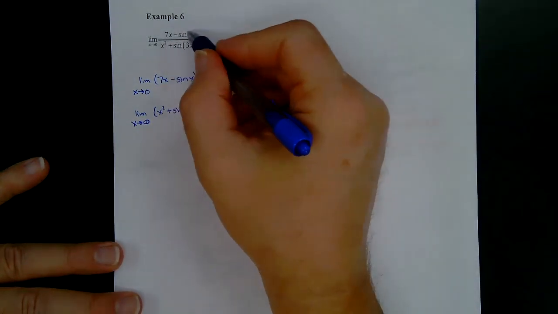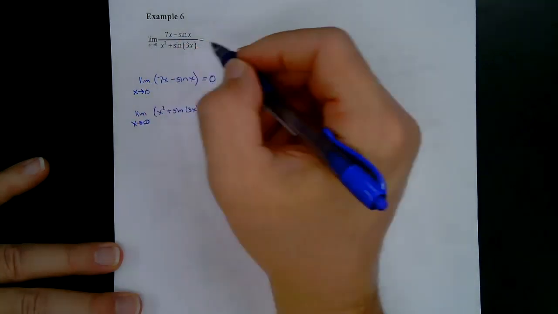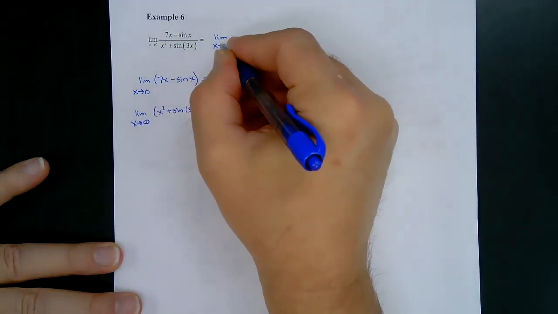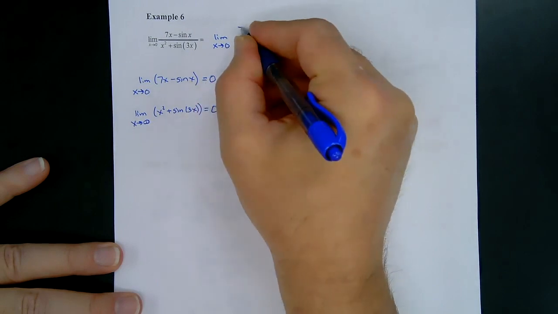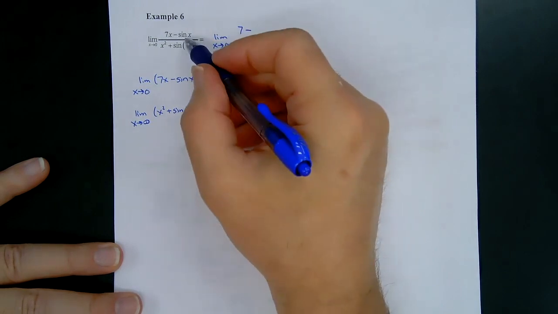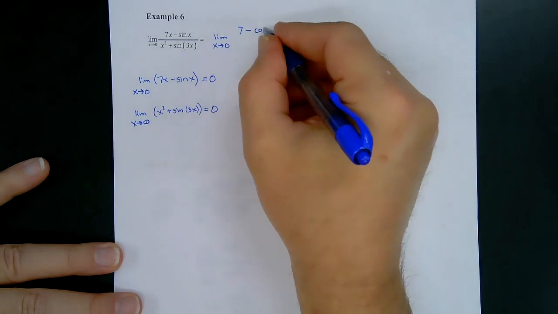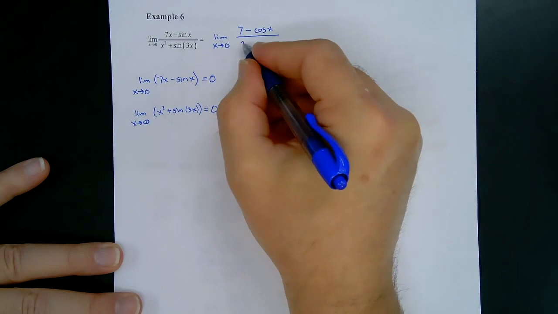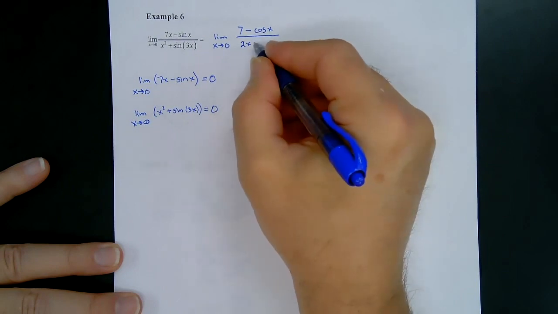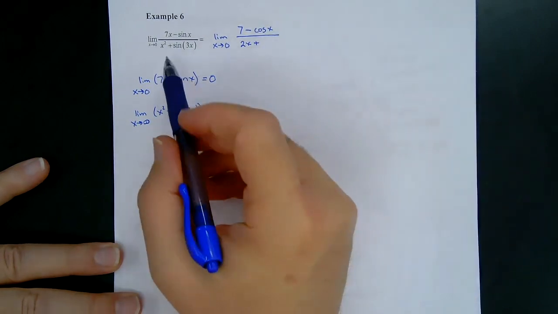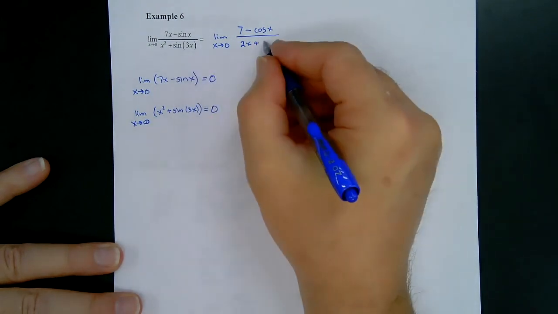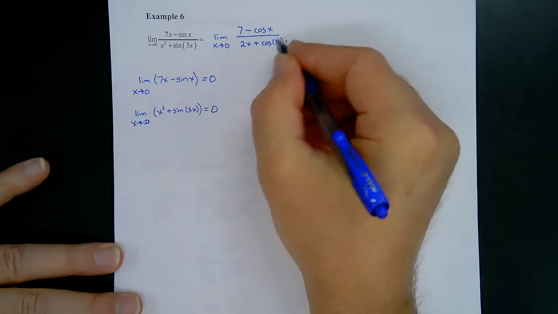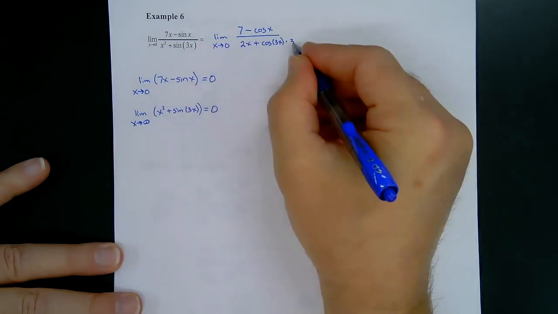We can take the derivative of the top, derivative of the bottom, and just take the limit as x approaches 0 of that. So the limit as x approaches 0 of, and this would be 7 minus, and the derivative of sine x would be cosine of x over, and this would be 2x, and plus, and then derivative of sine is cosine. So this would be cosine of 3x times the derivative of the inside, which would be 3.